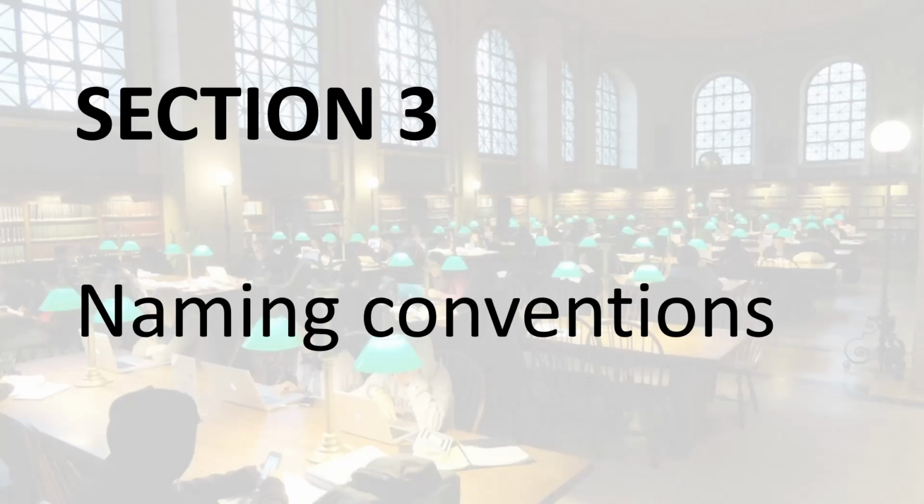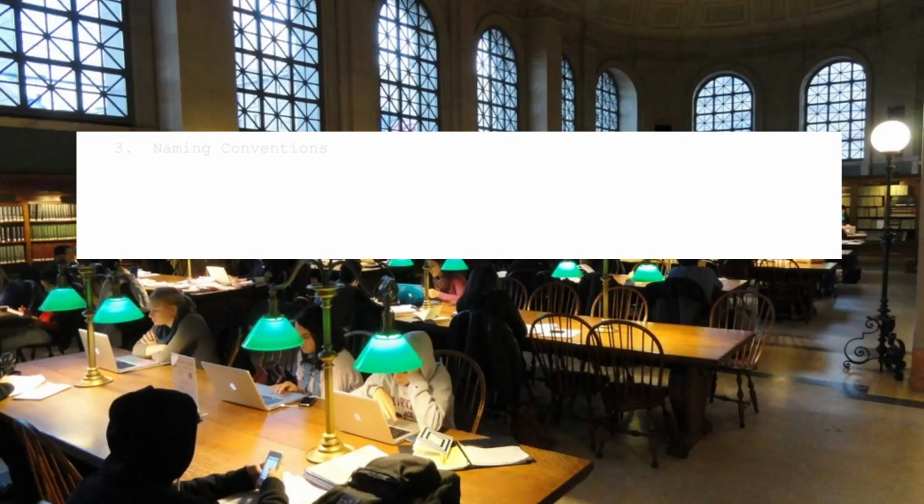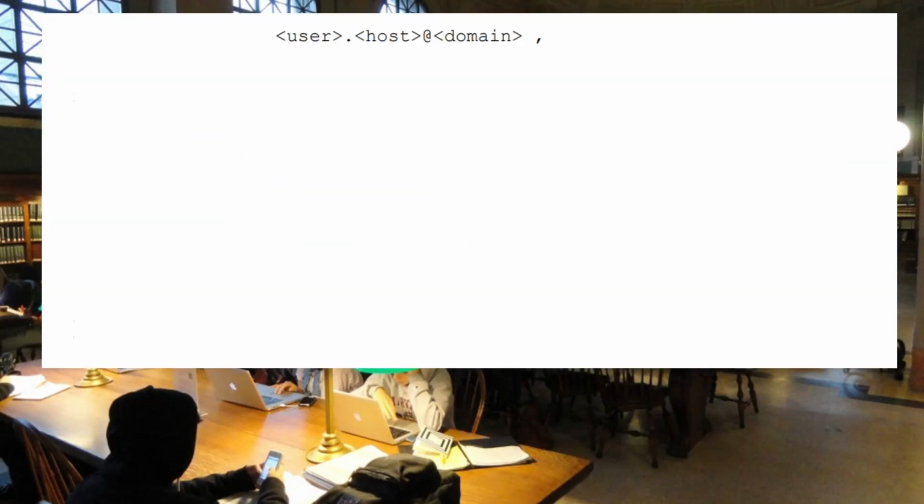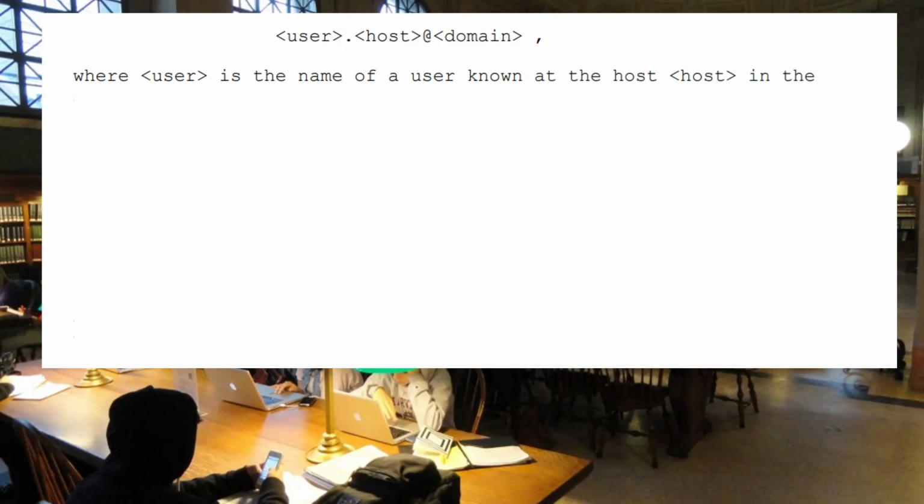Section 3. Naming conventions. In its most general form, a standard internet mailbox name has the syntax user, then a full stop, then the host, then the @ sign, and then the domain. So user.host@domain, where user is the name of a user known at the host in the domain.